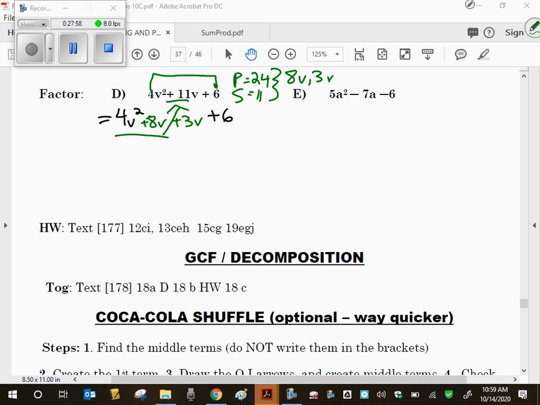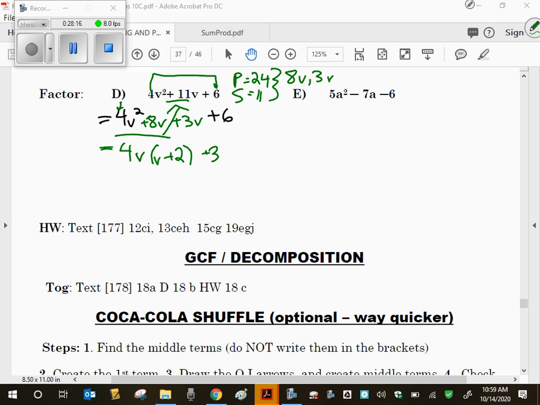Okay, now GCF here. You can't guess whether it's 4v or 8v or 4v squared or 8v squared. You have to know it's the greatest common factor, 4, and the smallest exponent. So 4v, we've seen that many times. If you do that, you're well on your way to getting this question right.